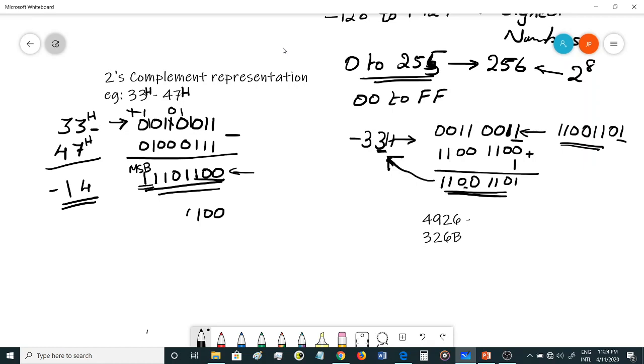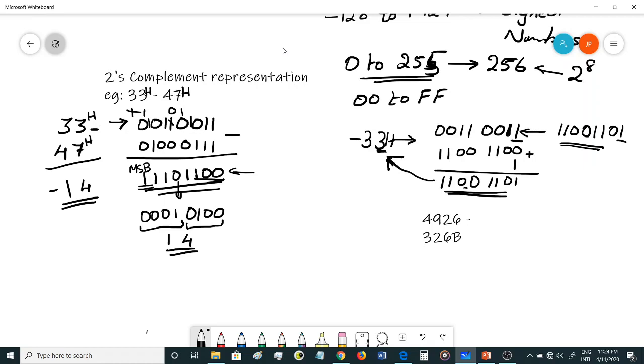So if we invert them, 1 becomes 0, 0 becomes 1, 1 becomes 0. You get 3 more zeros. So you get it as, this is 1 digit, this is another digit, this is 1, this is 4. So you got the actual result. So this is the advantage of 2's complement form. When you subtract a larger number from a smaller number, you will directly get it in the 2's complement form.